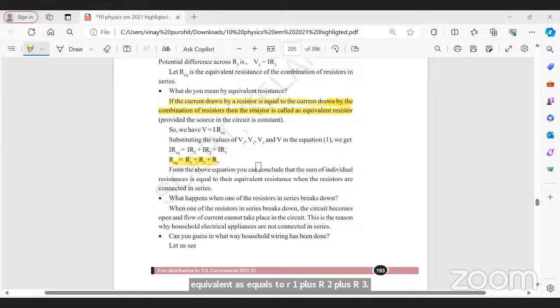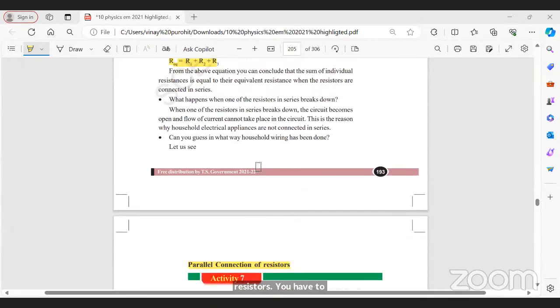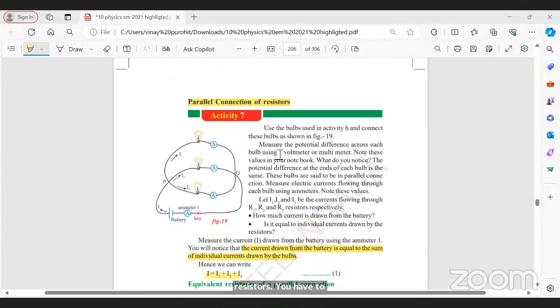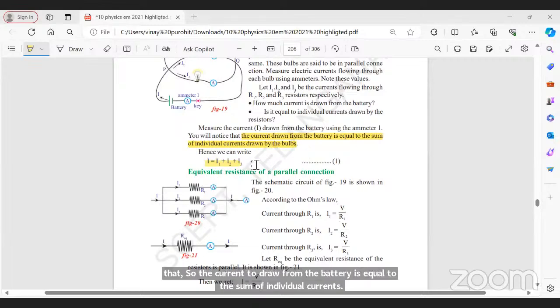You have to remember, please underline the points. Using this, you have to solve some problems. Next, coming to parallel connection of resistors. In a parallel connection, our current flow divides into branches. So the current drawn from the battery is equal to the sum of individual currents. So I is equals to I1 plus I2 plus I3.